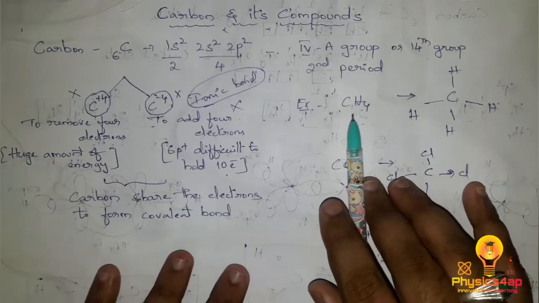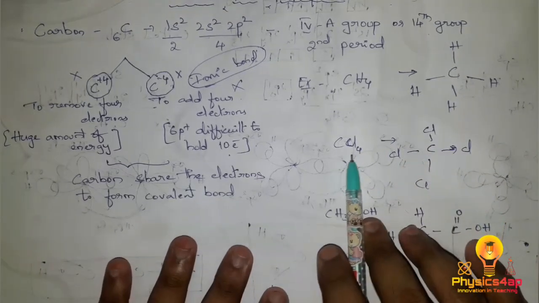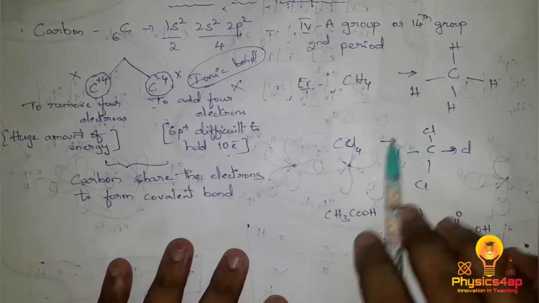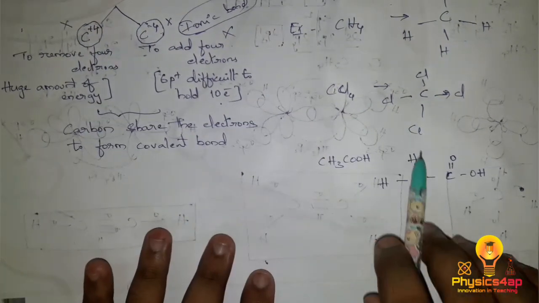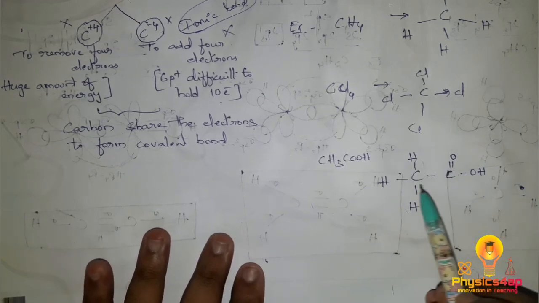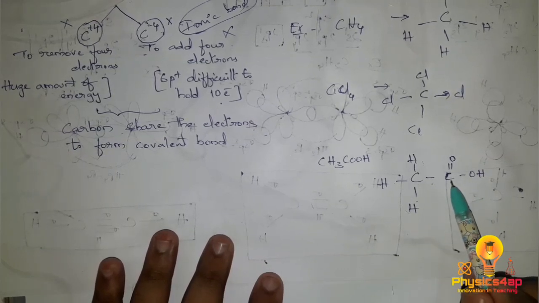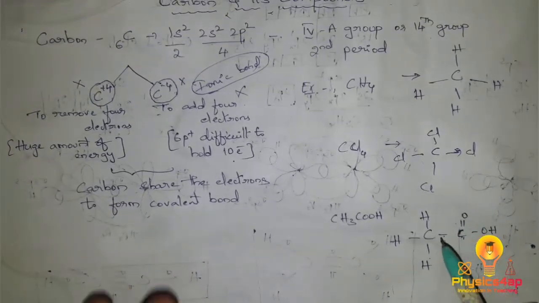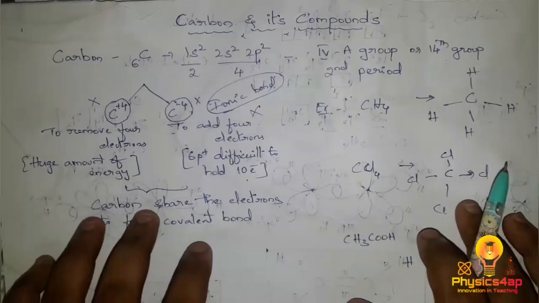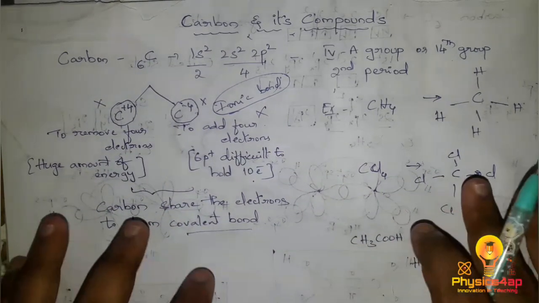As examples, we know methane CH4, which has 4 atoms attached to the carbon, and CCl4, carbon tetrachloride, with 4 chlorine atoms, and CH3COOH, acetic acid, where one carbon can attach 4 bonds, like 1, 2, 3 and 4. And here we have another carbon, which can also attach 4 bonds, like here 1, 2, here a double bond 3, 4, so 4 bonds. So a single carbon can attach 4 bonds around it by the sharing of electrons, which we form as a covalent bond. So this is about the physical properties.